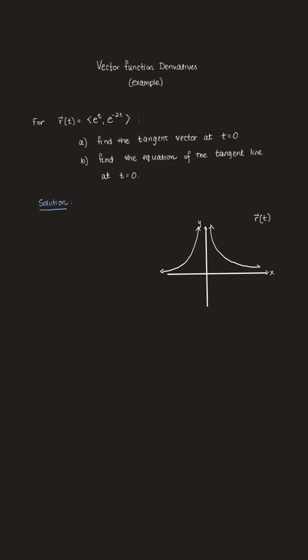So first, to find the tangent vector, we're going to need to find r prime of t, and then we will evaluate that at t equals 0. So taking the derivative component-wise, the derivative of e to the t is e to the t, and the derivative of e to the negative 2t, using the chain rule, is negative 2 e to the negative 2t. So there is our derivative vector. When we evaluate it when t is 0, we're going to get e to the 0, which is 1, and negative 2 e to the 0 will be negative 2. So this is our tangent vector when t is equal to 0.